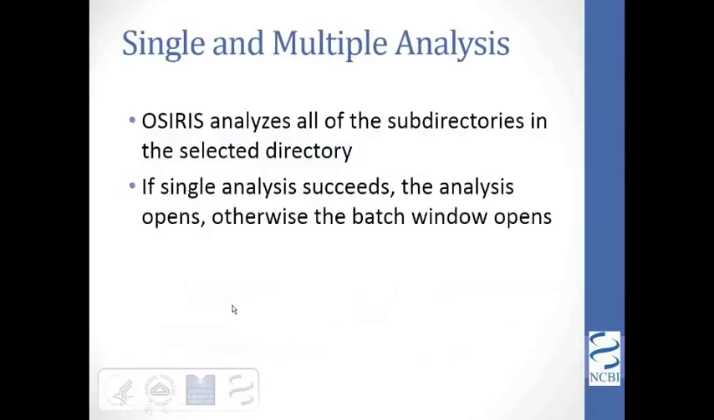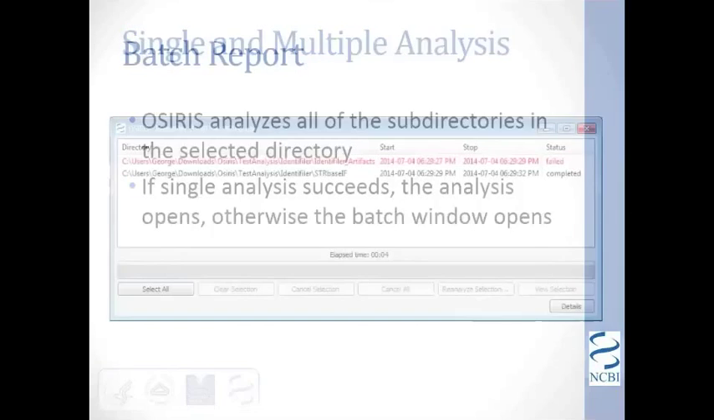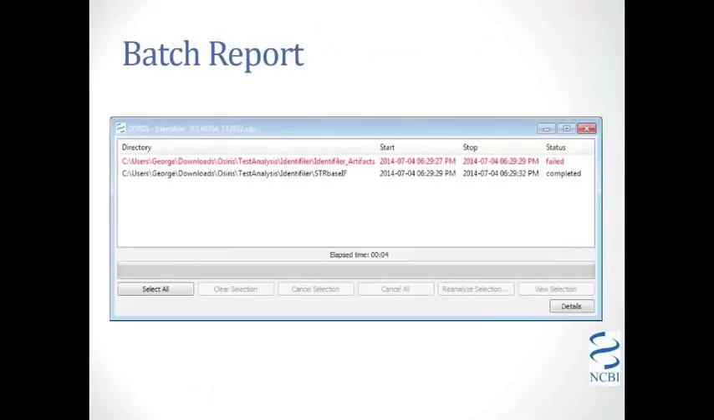When you do a single analysis, OSIRIS will, if it succeeds, open the analysis up into the table view. Otherwise, a batch window will open. OSIRIS will analyze all of the subdirectories in the selected directory. So if you put multiple folders in, you can analyze them all at one time. If you've analyzed multiple directories, it will tell you the status, whether they've failed or completed.